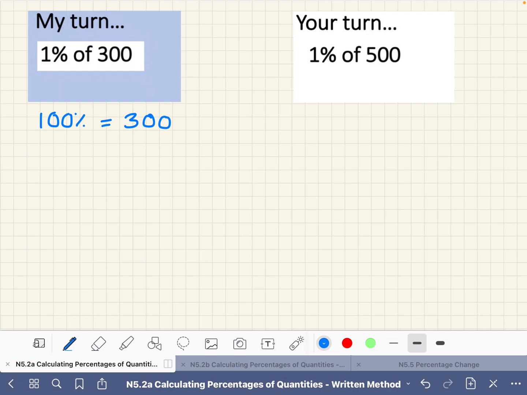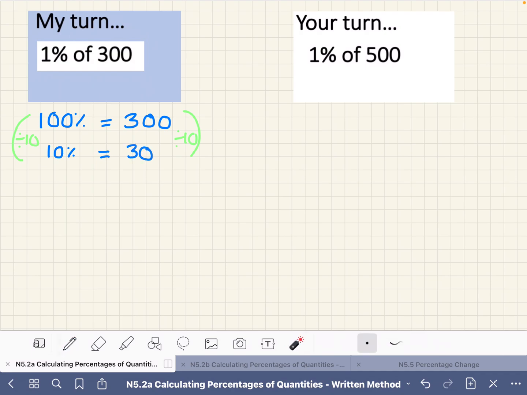We can then say our key percentage is 10%, and we find 10% in the same way as we've done previously by dividing by 10, and therefore dividing that side by 10. That gives us 300 divided by 10 is 30.